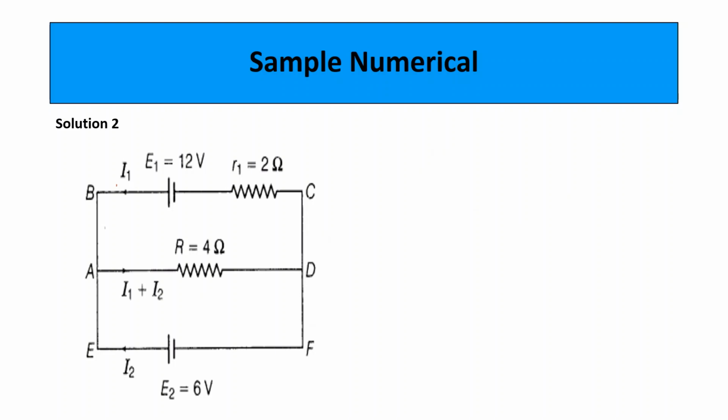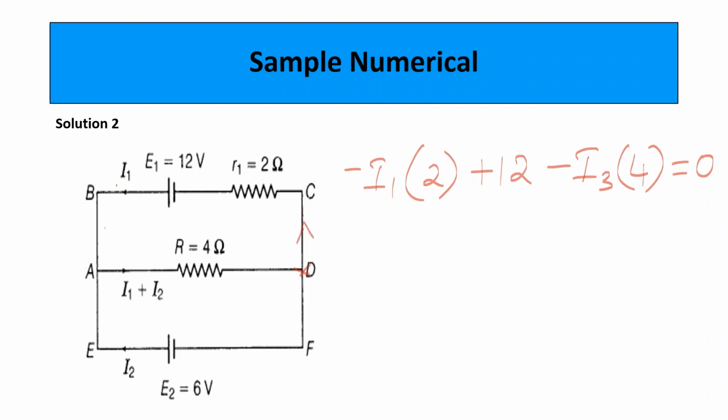Now we can apply Kirchhoff's voltage law to this loop, loop D, C, B, A, D. It starts from here, D to C, C to B, B to A, and A to D. Applying Kirchhoff's voltage law to this loop, you can write minus I1 into 2. It starts from here. The current here is I1 and the resistor is 2 ohms. The first element you come across is this 2 ohm resistor. What will be the voltage drop across this resistor? IR, that is I1 into R.